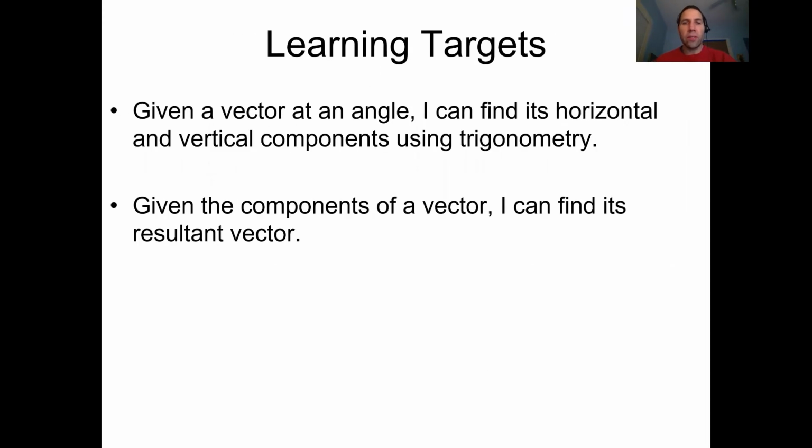So we have two learning targets for today, and they are: given a vector at an angle, I can figure out the horizontal and vertical components using trigonometry. And then given the components of a vector, I can find the resultant vector. So let's get right into it.